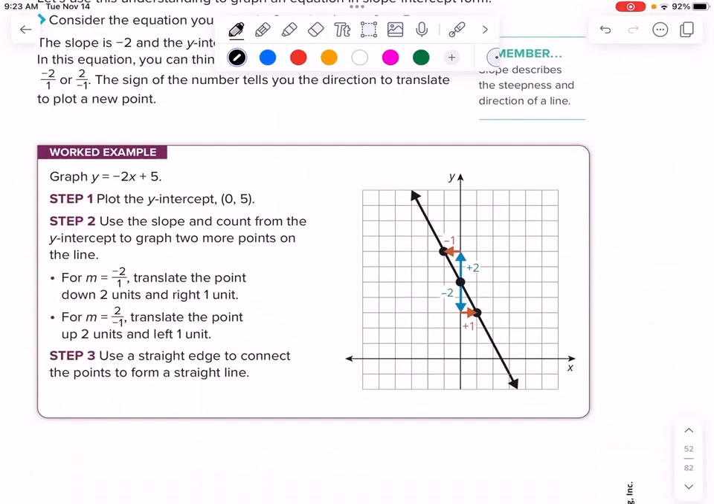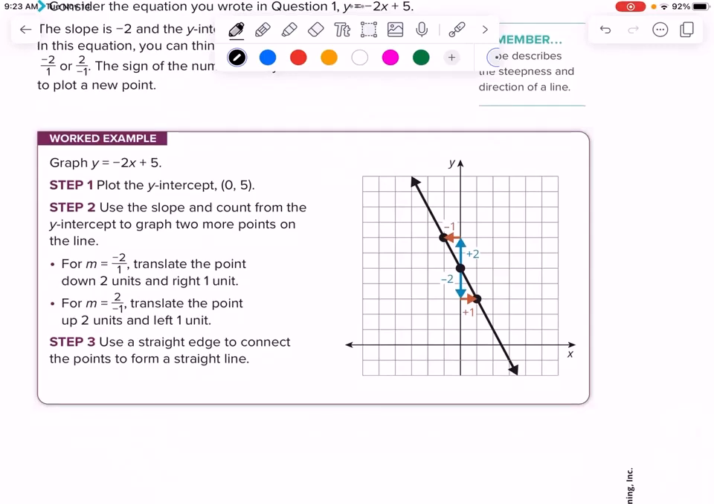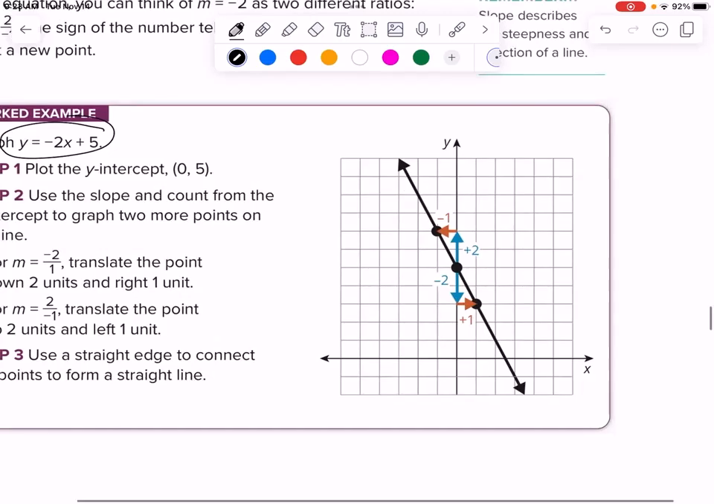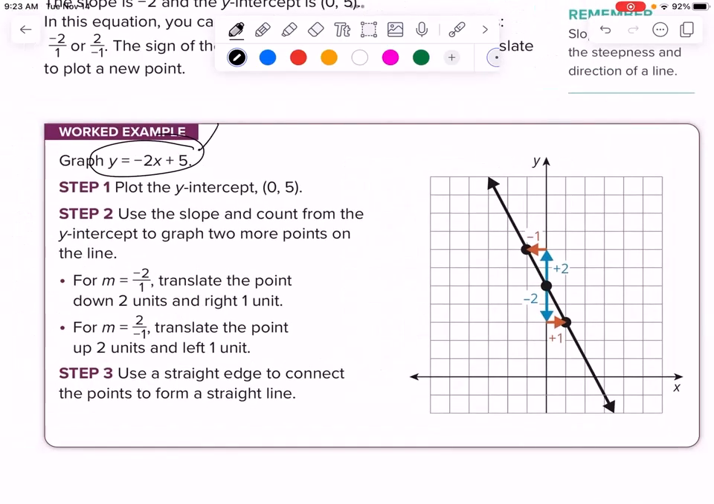This, right, we've already done before, right? Graphing this equation, y equal to negative 2x plus 5. We talked about how b is the y-intercept, but this is where you begin. And that's where we began in this equation, right? Where 5 is on the y-axis, it's right over here. So that's where we put that point.